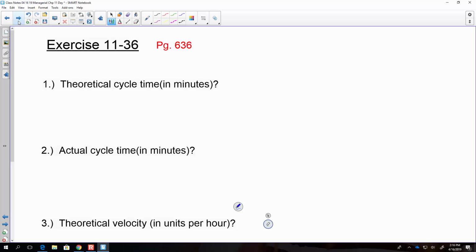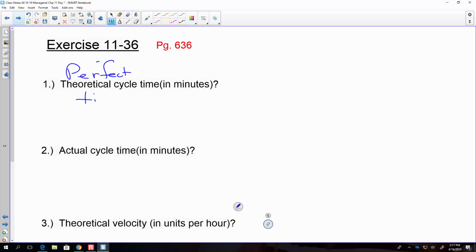All right, let's try one and see how we do. Cycle time, actual and theoretical. Velocity, actual and theoretical. This is on page 636. So theoretical is perfect. If it was perfect, how many units should I be able to make? The 50,000. Yeah, the 50,000. So cycle time is what? Units over time or time over units? Time over units.